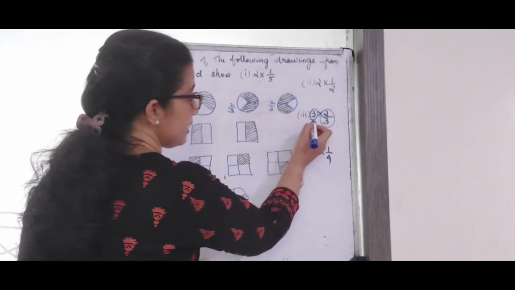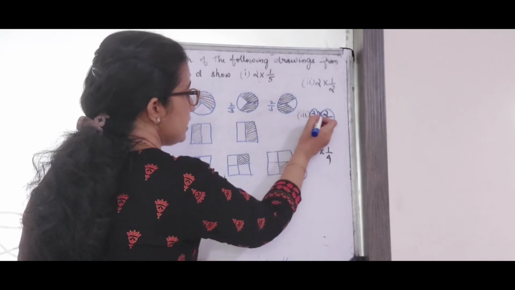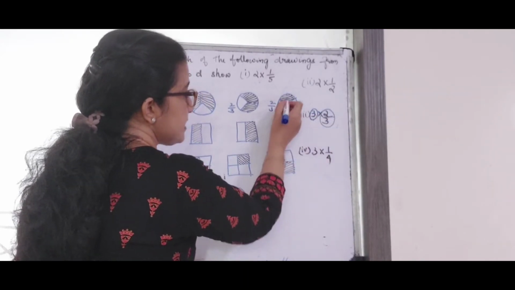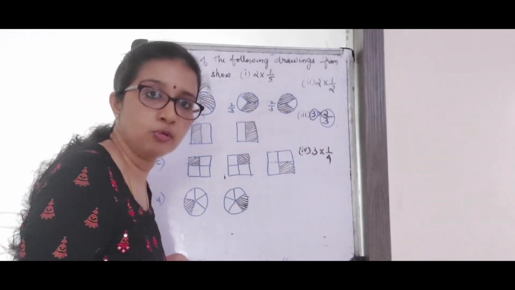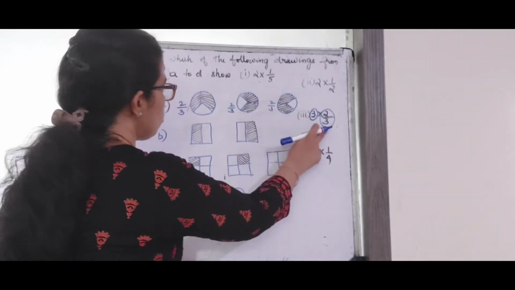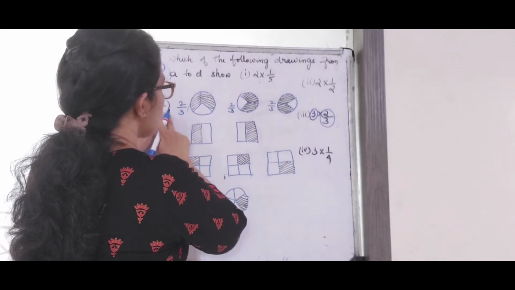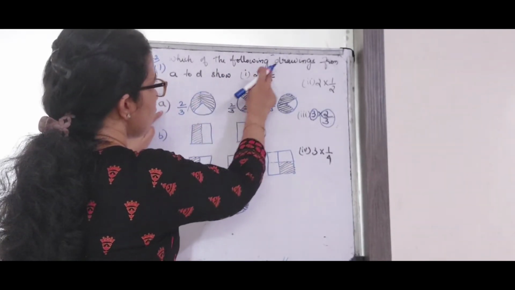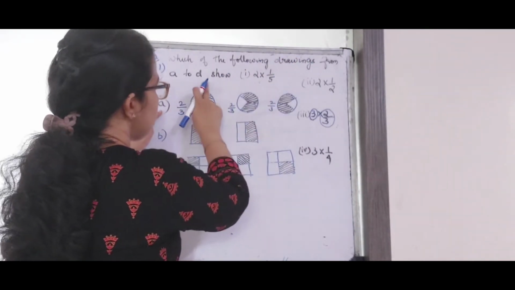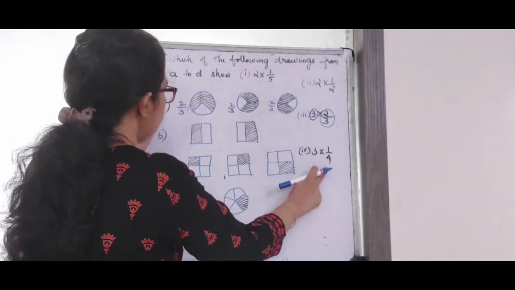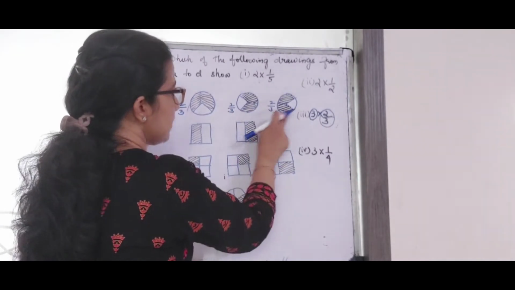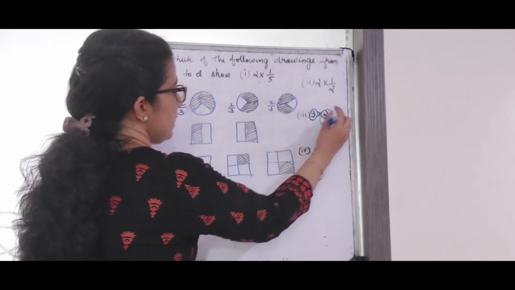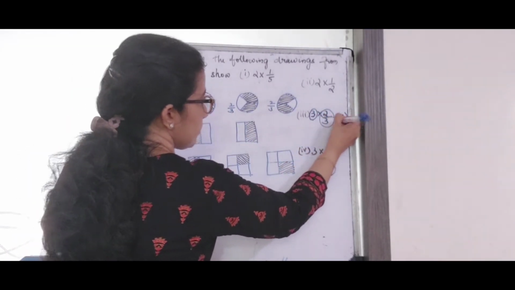So how can you write it? 3 circles into 2 by 3. Each circle has been divided into 3 and out of which 2 are shaded, 2 by 3. So 3 into 2 by 3. What have they asked? Which of the following drawings from A to D show all these things? So this A shows this one. A can be written as 3 into 2 by 3. So this is A.